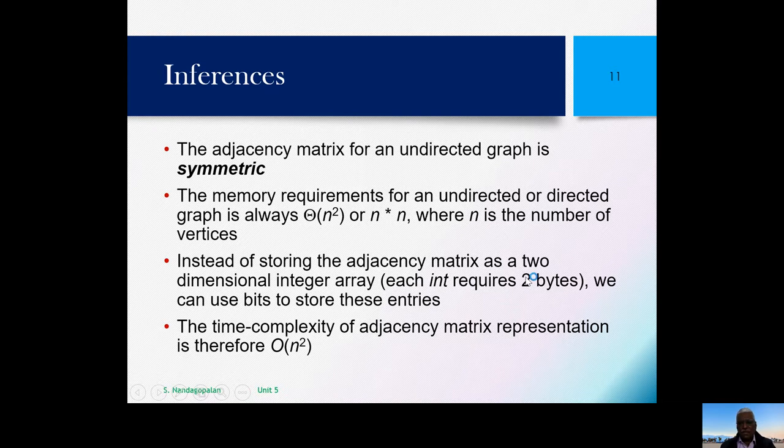Instead of storing the adjacency matrix as a two-dimensional integer array, because let's assume each integer takes 2 bytes, we can actually store bits, because we don't store anything other than 0 and 1. Hence, we don't need to waste 2 bytes for each integer. Thereby, we can reduce the overall memory. So the overall time complexity is always big O of n square.